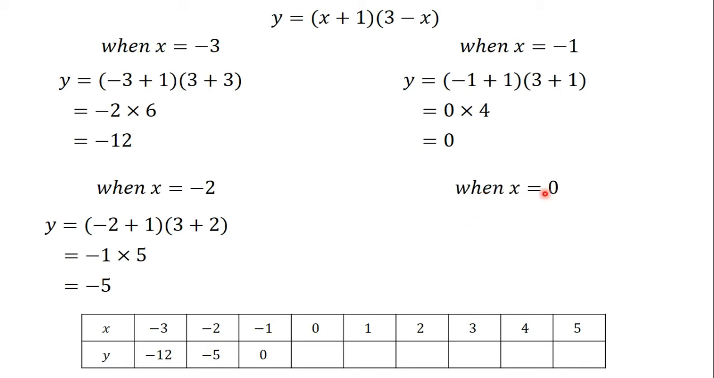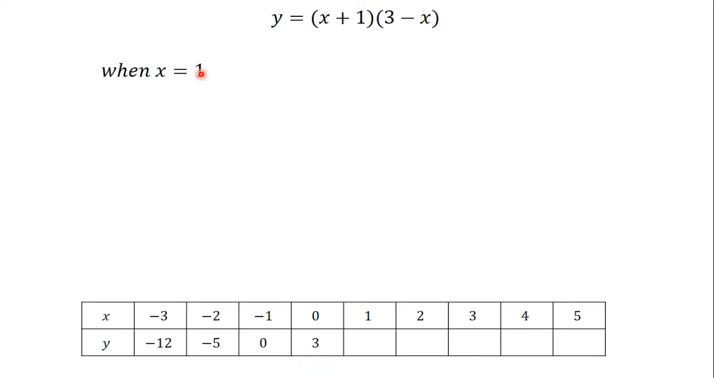When x is equal to 0, y will be equal to 0 + 1 in the first bracket, and 3 - 0 in the second bracket. 0 + 1 is 1, 3 - 0 is 3. 1 times 3 will give us 3. So when x is 0, y is 3.